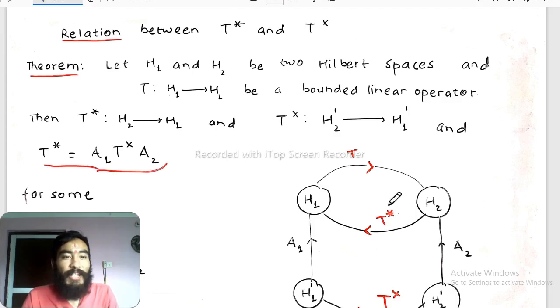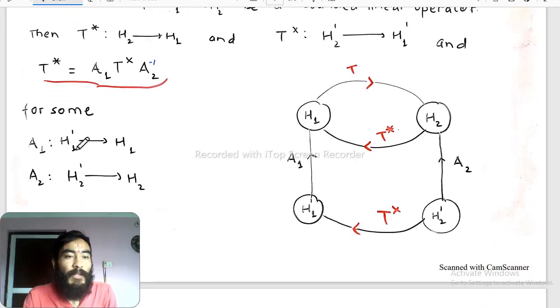Then the Hilbert adjoint operator T star is defined from S2 to S1, and the adjoint operator T cross is defined from S2 dash, the dual of S2, to the dual of S1. The relationship is given by the Hilbert adjoint operator T star equals A1 of T cross of A2 inverse, where A1 and A2 are operators, A1 from S1 dash to S1 and A2 from S2 dash to S2.